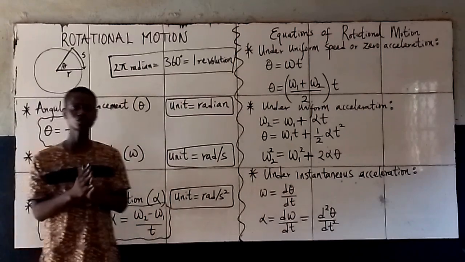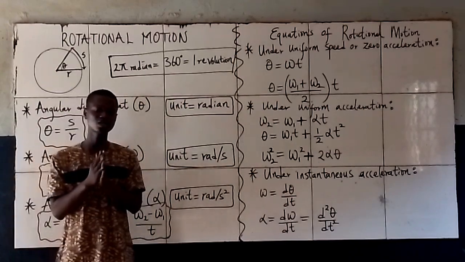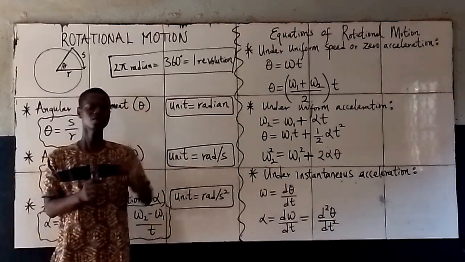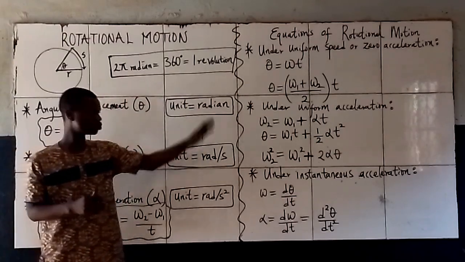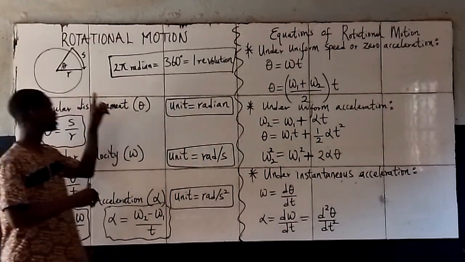So what are the key things you need to know? Because this is the revision class, I'll be giving you the straight important points you need to know for this topic, okay? Now the formulas you need to know will be given. But before we do that, let's look at this diagram here.